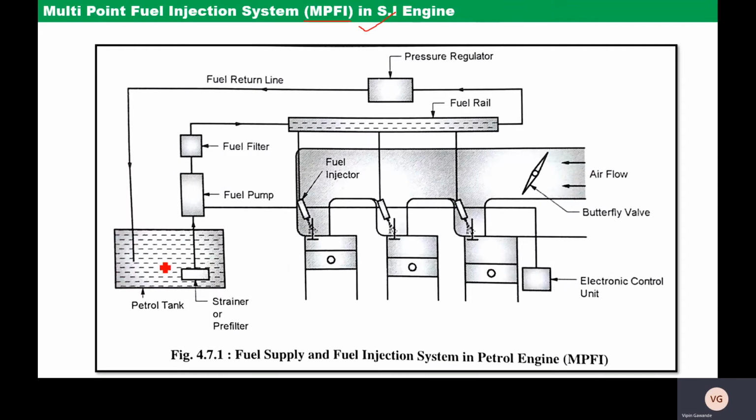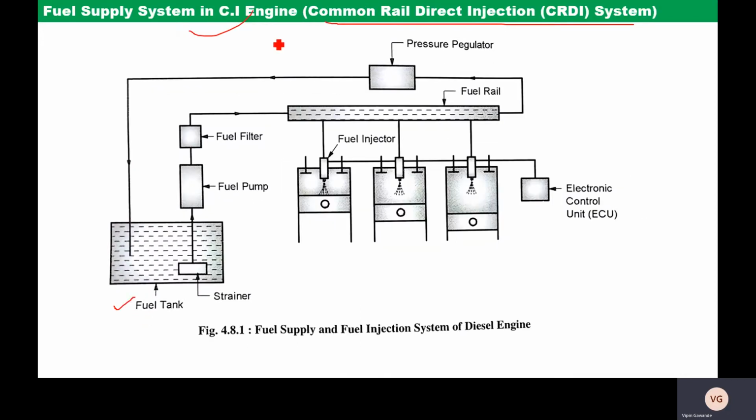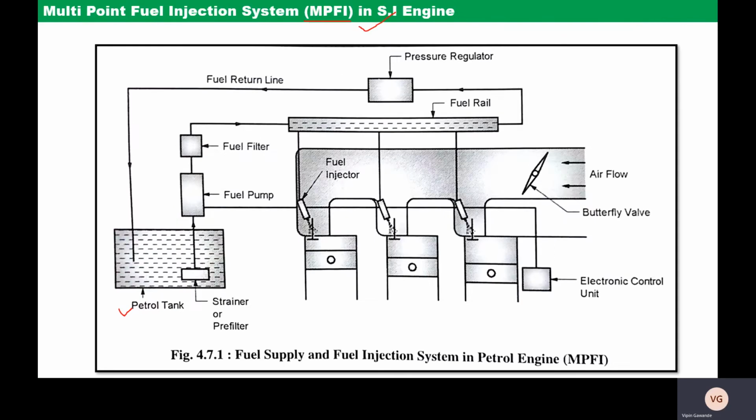In the MPFI system, there is the fuel tank, which is called the petrol tank, whereas it is called the diesel tank in the case of the CI engine. The petrol is filled here. Then the petrol goes through the strainer, which is one filter. The petrol is taken into the fuel rail by means of the fuel pump. It passes through two filters, one in the petrol tank and another after the fuel pump. Because of the pump, the petrol enters and is stored in the fuel rail at a certain pressure.